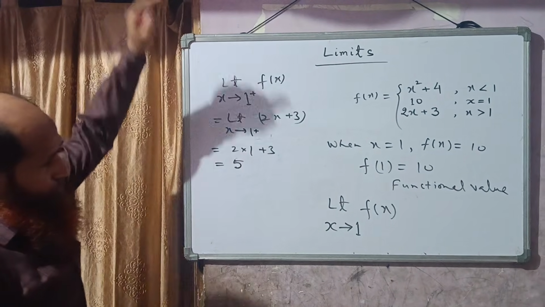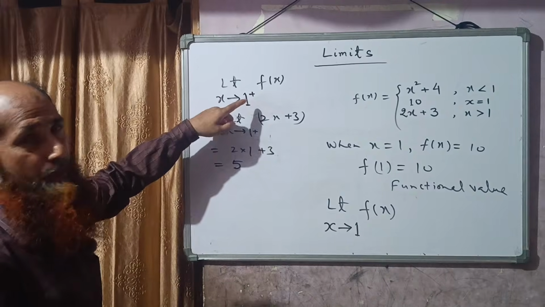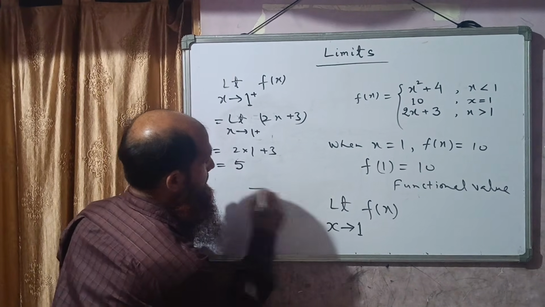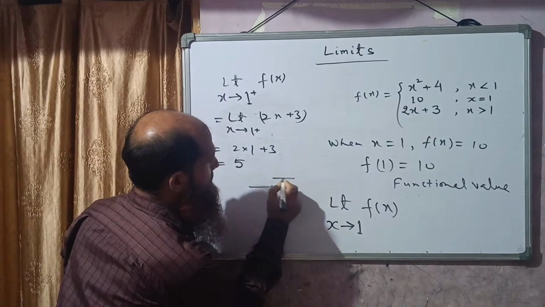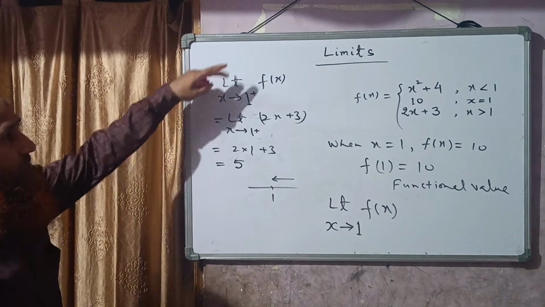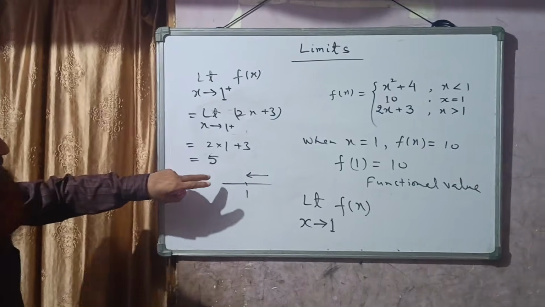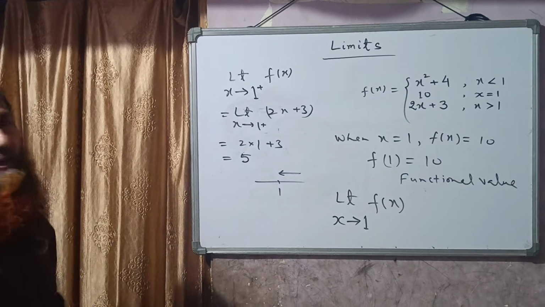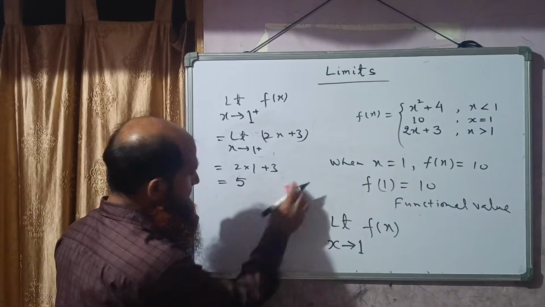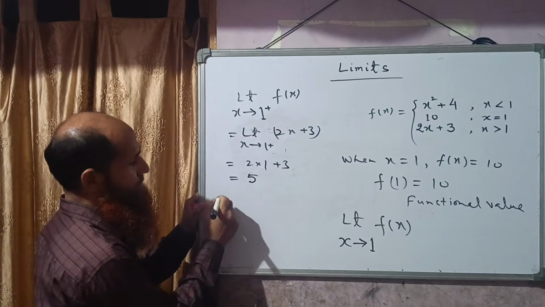So when x approaches 1 from right, means x is not equal to 1 but it is slightly more than 1, like this. X approaches 1 from right, then to whatever value f(x) approaches, that is called the right hand limit, that we find. That is 5 here. For this example it is 5. Now we will have to find out left hand limit.